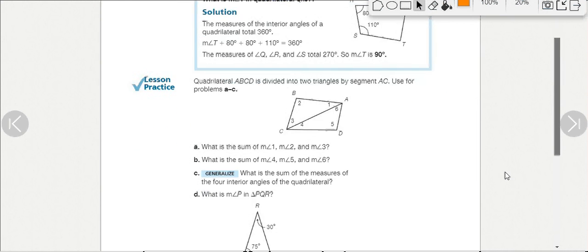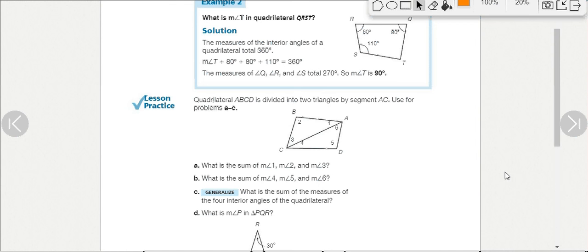In the lesson practice, they've got a transversal there, a diagonal connecting A and C there. But all you need to do is tell me what's the sum of the measures of angles 1, 2, and 3, and then 4, 5, and 6. They look very similar. Notice what shape you create when you draw a diagonal through opposite corners of a rectangle. You can pretty quickly do all the lesson practice, please, and show those to me.